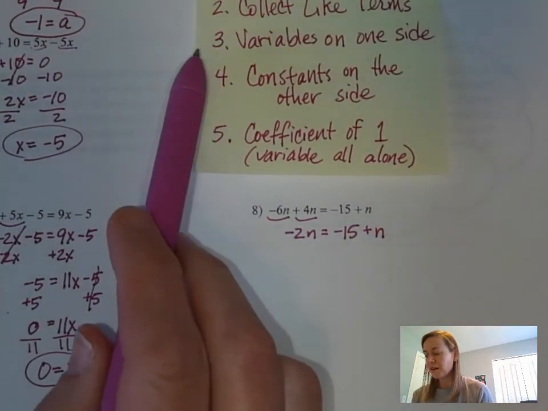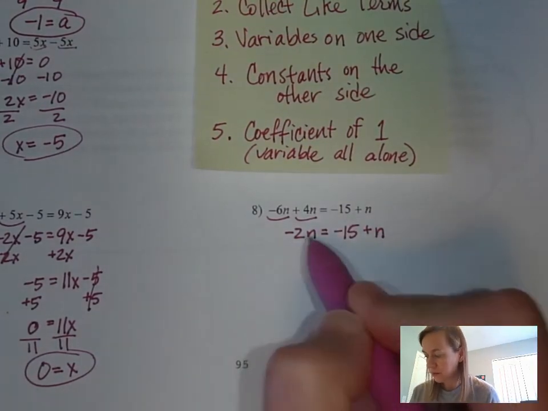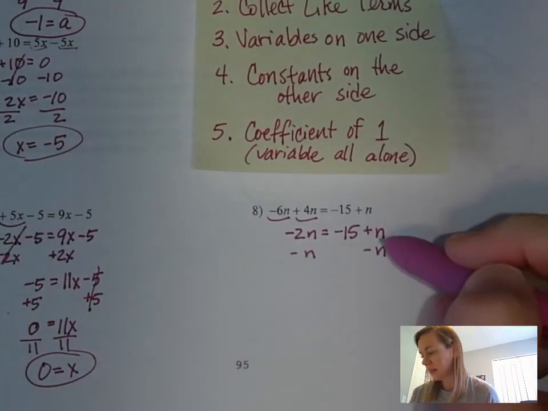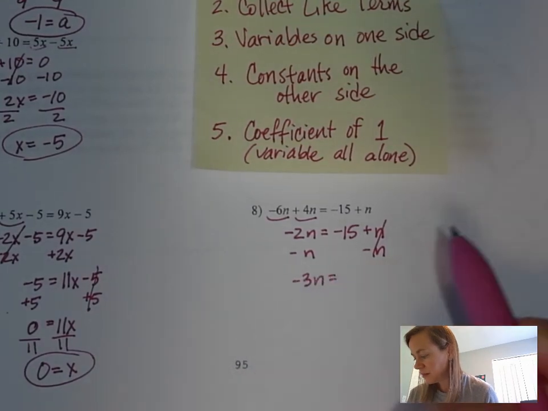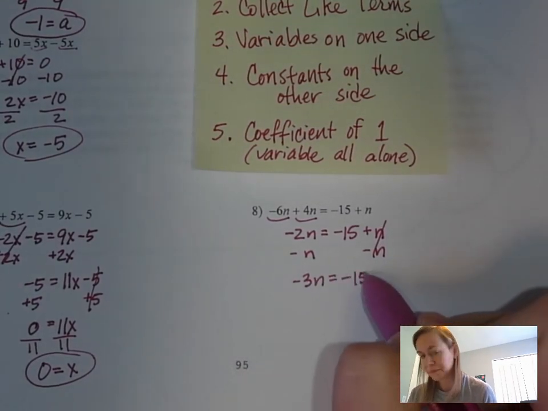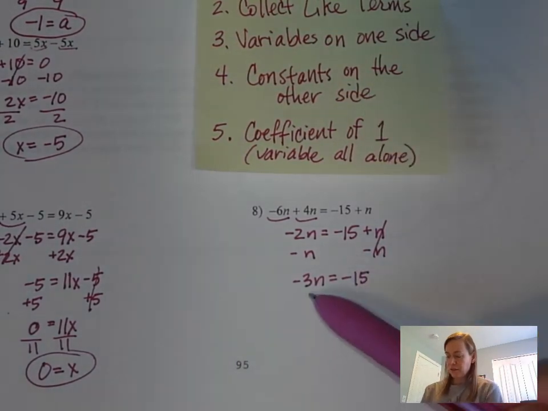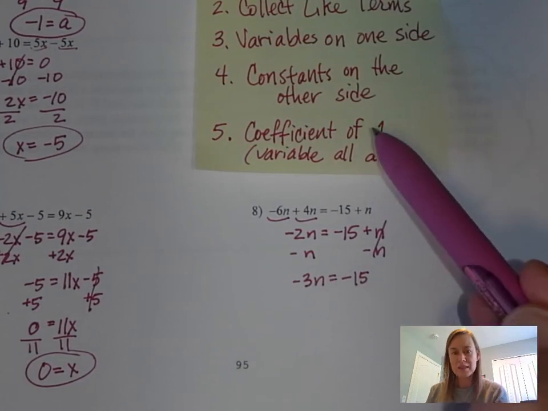Now we want the variables all on one side. So let's just bring the n over here. So I'm going to subtract n from this side and subtract it from that side. That way that goes to 0, and this becomes negative 3n equals negative 15. And now constants on the other side, well, you know what? That's already done for us. It just worked out.